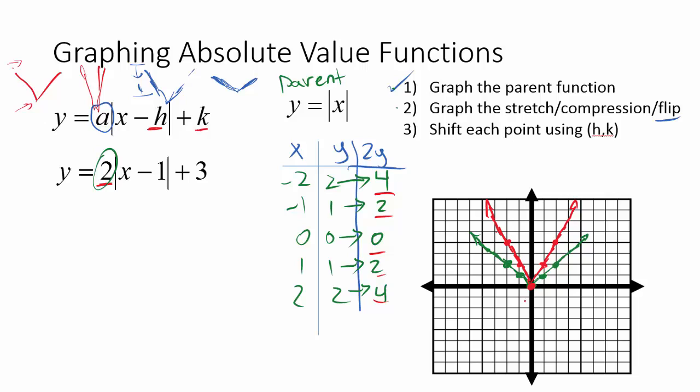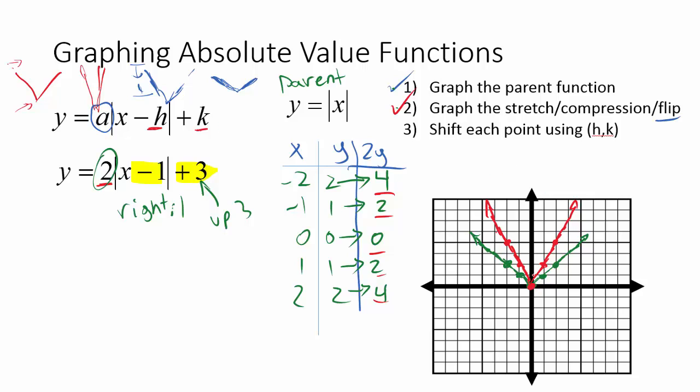So that would be what we call a vertical stretch. And now, once we've done that, so we've just graphed the stretch, we're going to go ahead and shift the graph around. Remember from last time that this shift is telling me that the 1 here will show me that I'm going right 1 and up 3.